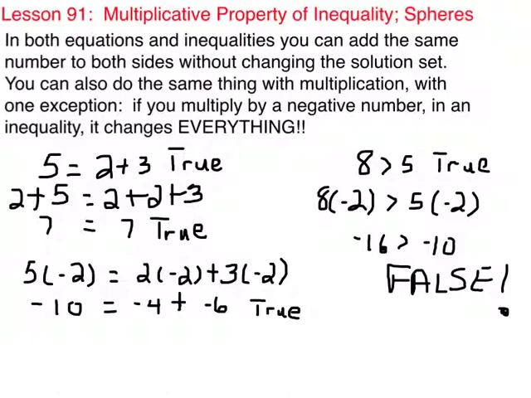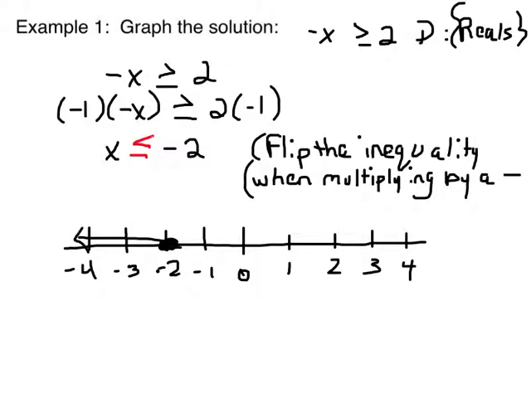However, that's in an equation, but look what happens when you have an inequality. 8 is greater than 5, that's a true statement. If I multiply both sides by a negative number, let's say negative 2, 8 times negative 2 is negative 16, and 5 times negative 2 is negative 10. Now it is a false statement because negative 16 is not greater than negative 10. So this is the premise that we're going to be going on when we start doing these graphs of these negative inequalities.